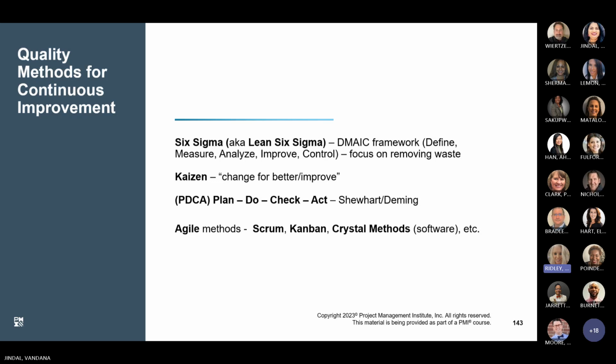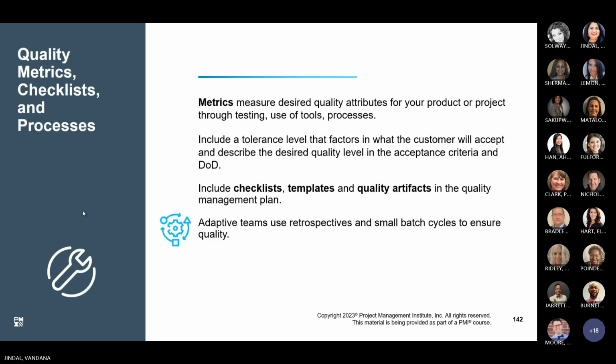Can you go back to the previous slide? I just wanted to see the adaptive team part. Okay, thank you. Yeah, because adaptive teams use the retrospective and small batches cycle to ensure the quality, because they do the work in batches, right? In sprints.